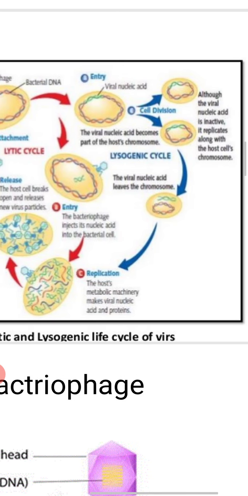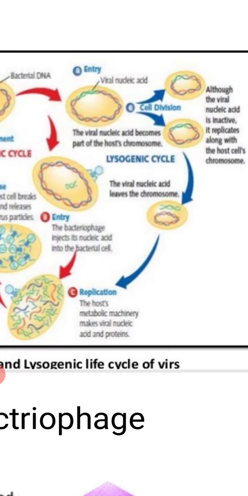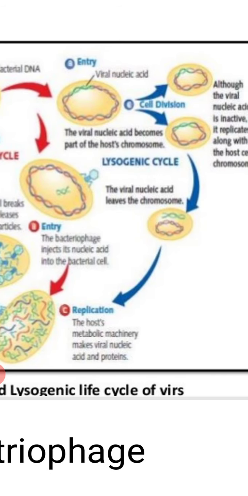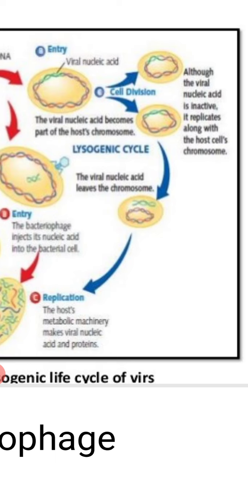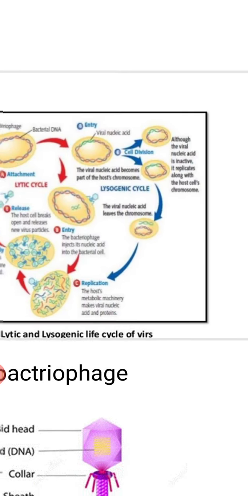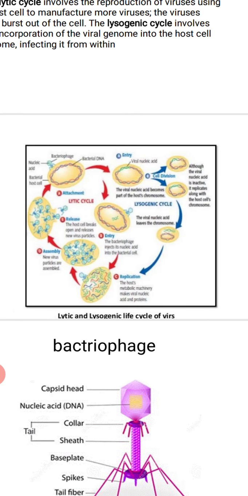The lysogenic cycle is also very simple. The first process is entry. Here you can see the bacteria with the DNA. By the entry of this, the viral nucleic acid becomes a part of the host chromosome, and then cell division happens as usual. Although the viral nucleic acid is inactive, it replicates along with the host cell's chromosome, and later the viral nucleic acid leaves the chromosome and replication happens. The host metabolic machinery makes viral nucleic acid and proteins. So this is about the lytic and lysogenic cycle.